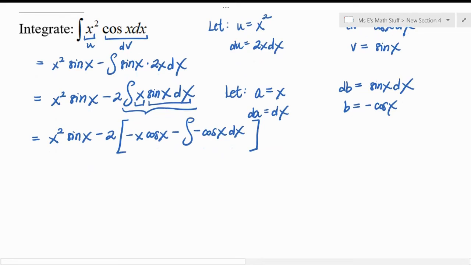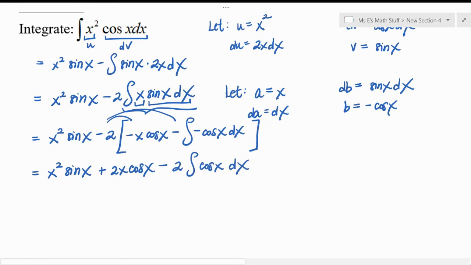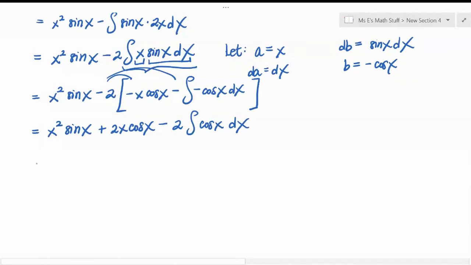All right, that is a lot of negativity, so I'm going to take a step and clean it up. So I'm going to multiply the negative 2 in. So let's see, I'd have plus 2x cosine x, and then I've got a triple negative here, negative, negative, negative, so minus 2 times the integral of cosine x dx, like so. Oh man.